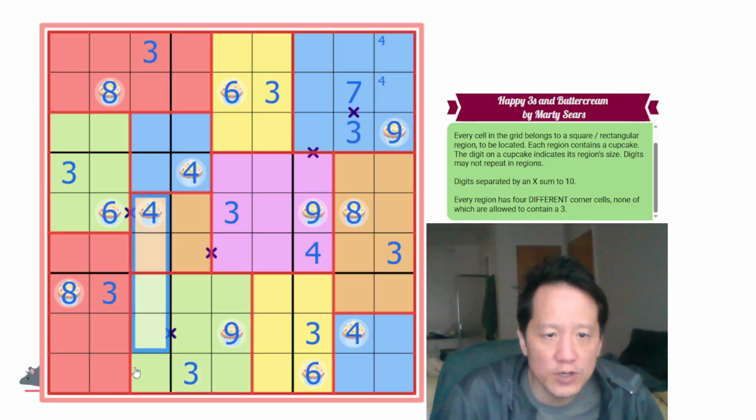This can't be 4, and this can't be 4. So in this green region, where's the 4? It must be one of these two. So since one of these two is a 4, one of these two has to be a 4.